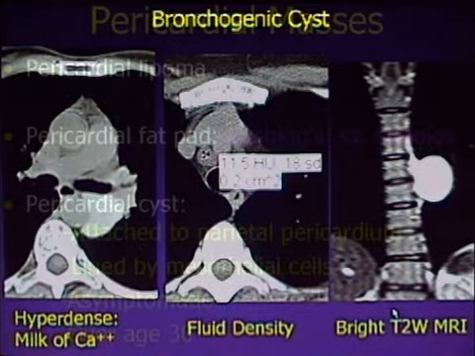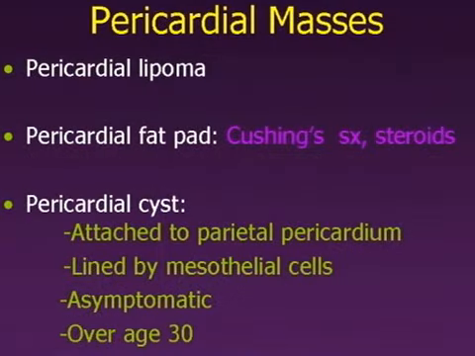Pericardial masses. The spectrum of pericardial masses would include a pericardial lipoma, and pericardial fat pads, which can get quite large in Cushing's disease, Cushing's syndrome, or with steroids. Pericardial cysts are very common. These are attached to the parietal pericardium, and they're lined by mesothelial cells, but they may not necessarily be in continuity with the pericardial space. Generally, these are asymptomatic masses occurring over the age of 30.